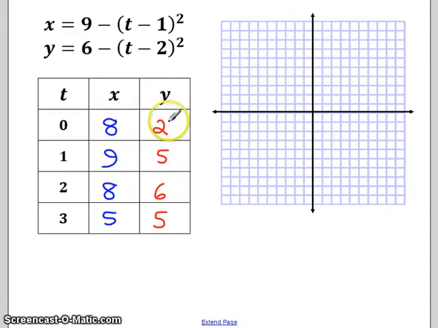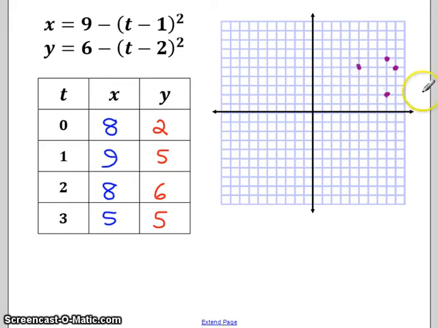Alright, so let's go ahead and plot these points and see the path that this object is taking. Our first point will be at 8, 2. And then we're going to go to 9 and 5, then 8 and 6, and then finally 5, 5. And those are the points.